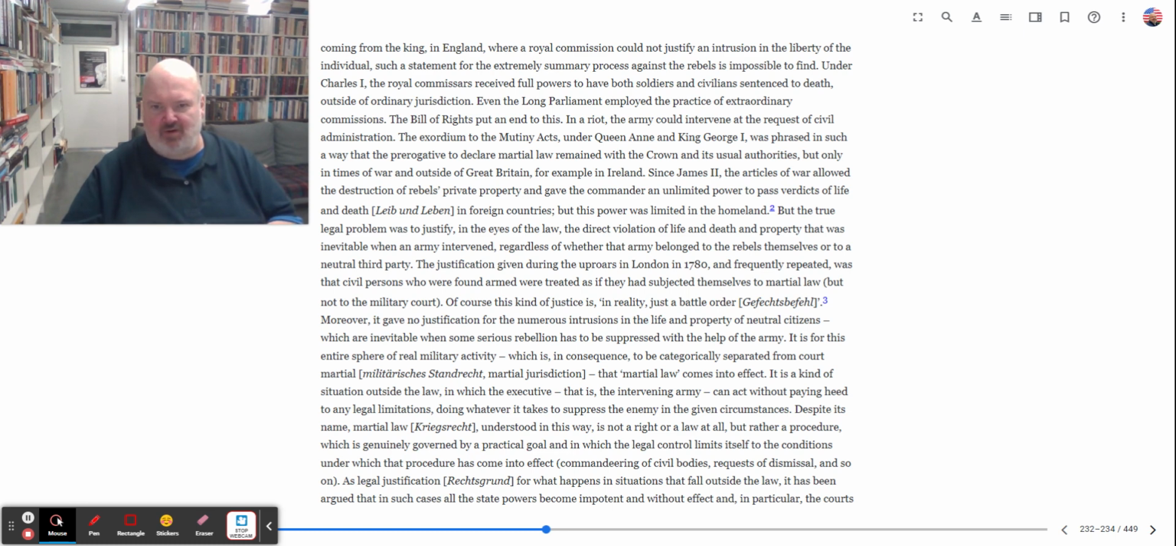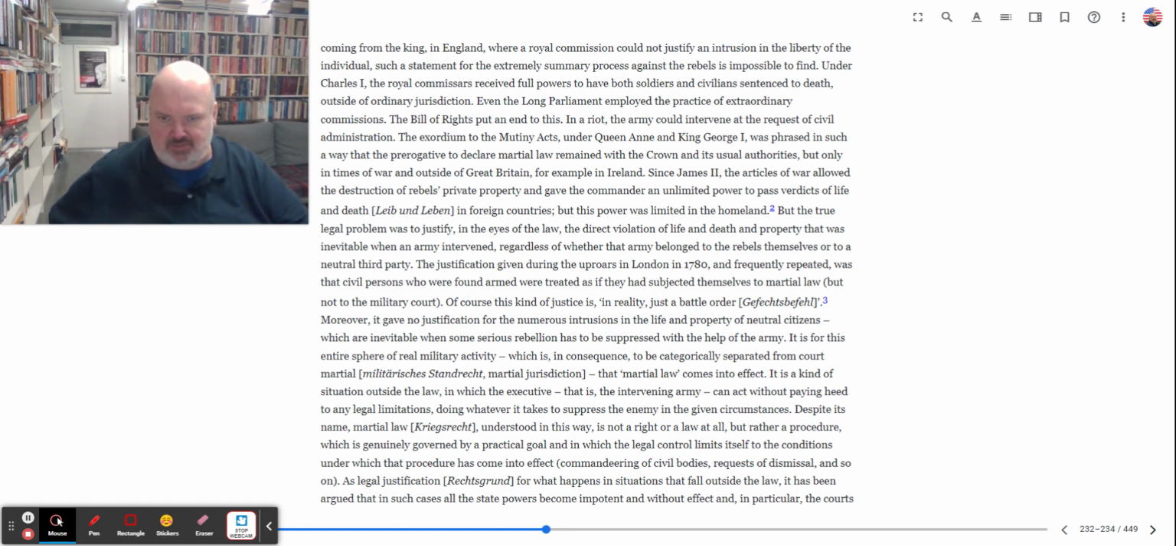Under Charles I, the royal commissars received full powers to have both soldiers and civilians sentenced to death outside of ordinary jurisdiction. Even the Long Parliament employed the practice of extraordinary commission. In the United States, the Bill of Rights put an end to this. In a riot, the army could intervene at the request of the civil administration.